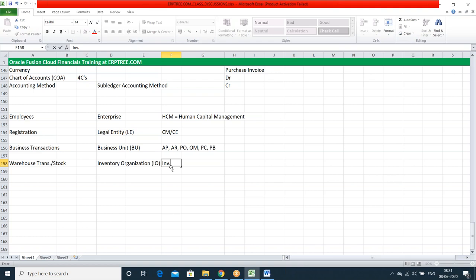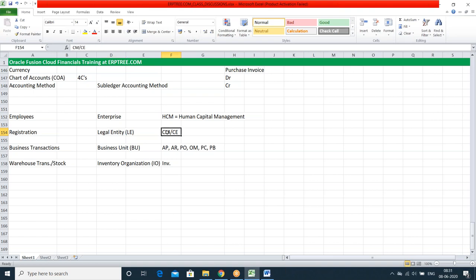Since we are going to work on P2P and O2C, the basic point here is that we have to understand inventory. With the help of the inventory application, you can manage the warehouse transactions and maintain the items and item-related stocks. This is how we have to do the mapping in the system environment. Employee information we can maintain with the concept called enterprise by using the HCM application.